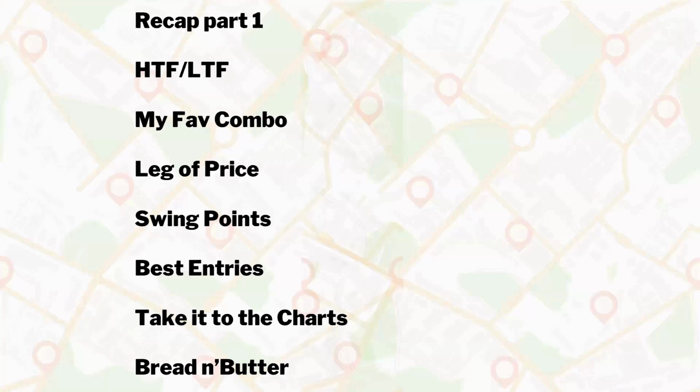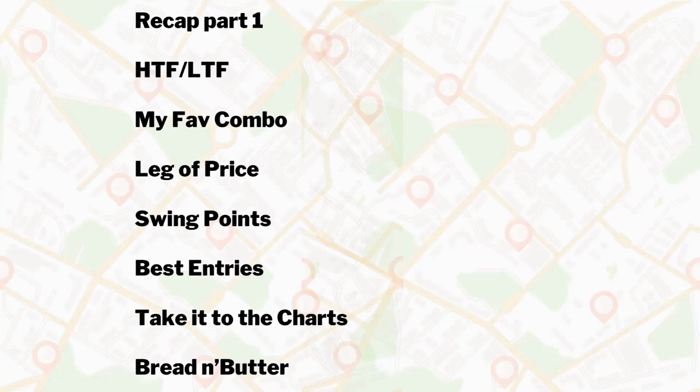All right, so some of the things we're going to talk about in today's session: I'm going to do a brief recap of part 1. I'm going to talk about the higher time frames, lower time frames. I'm going to share with you guys my favorite combo. I'm going to talk about the leg of price. I'm going to talk about swing points, best entries, and then I'm going to take it to the charts. And then, of course, I'm going to end with the bread and butter, which is just a brief recap of some of the things that we talked about in today's session.